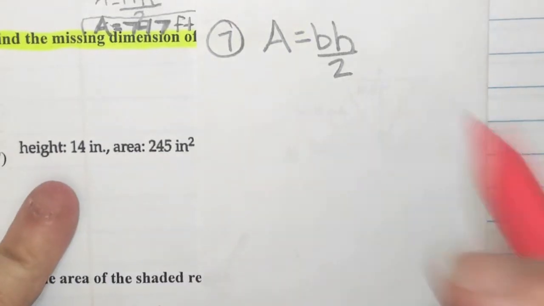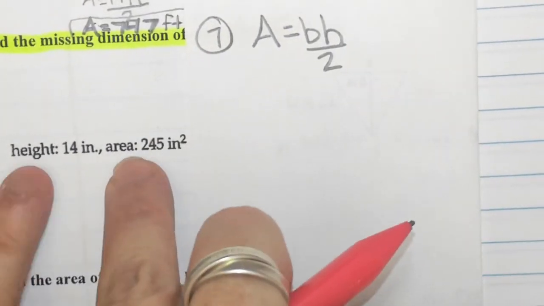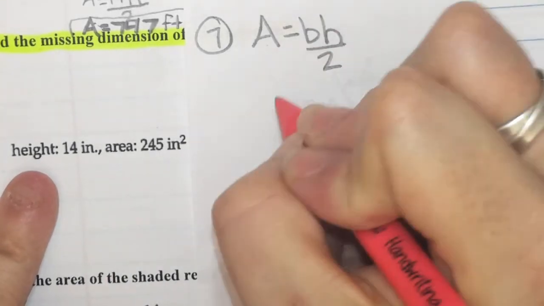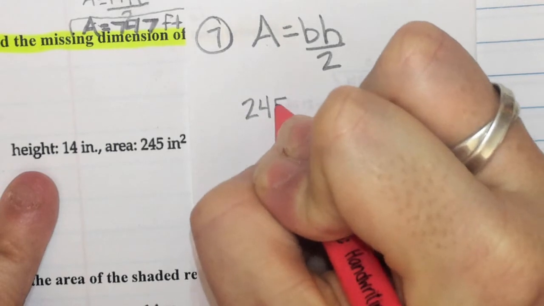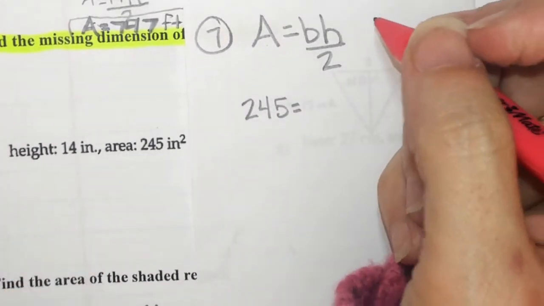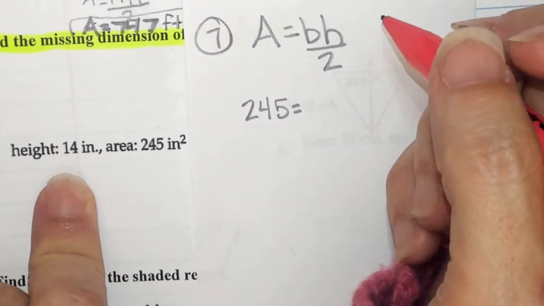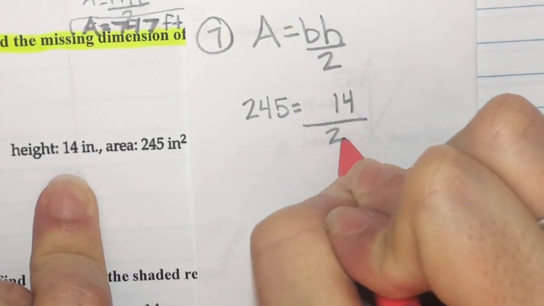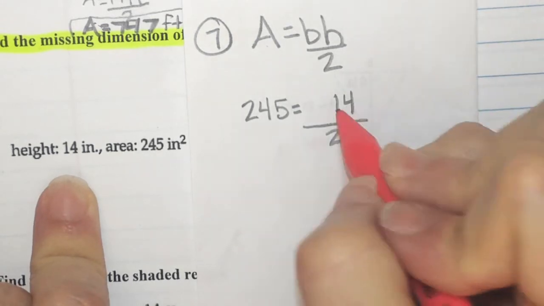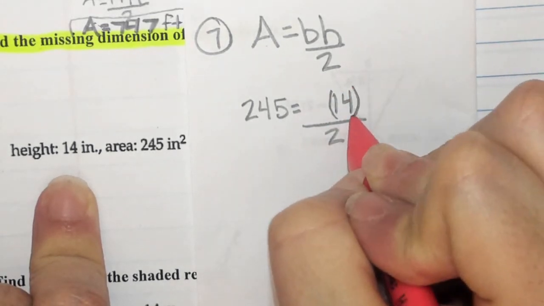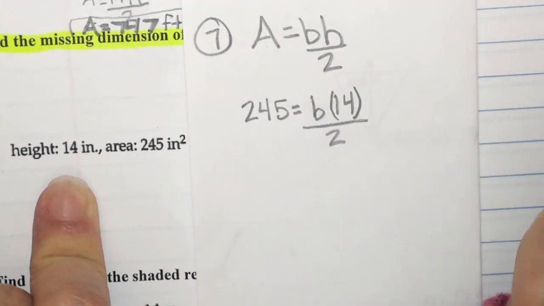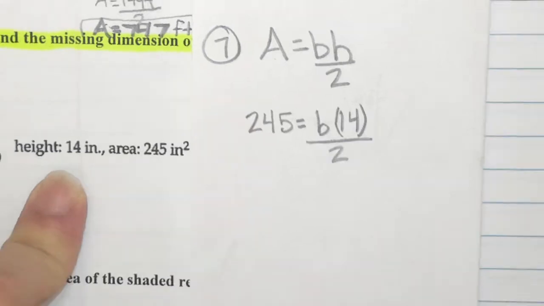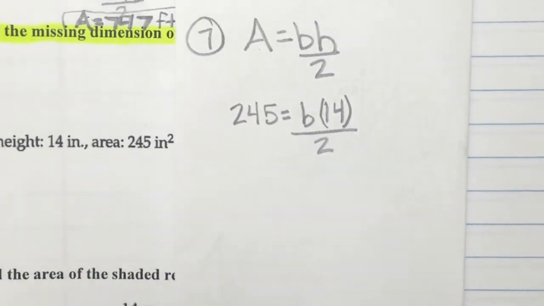Okay. They gave me the area. Do y'all see where they have the area? 245. Okay, so where A is, I'm going to put 245. They gave me the height is 14. And we're always dividing by 2. But what we don't know is the base. We don't know B. Okay. So you got it set up. Now we got to solve it.